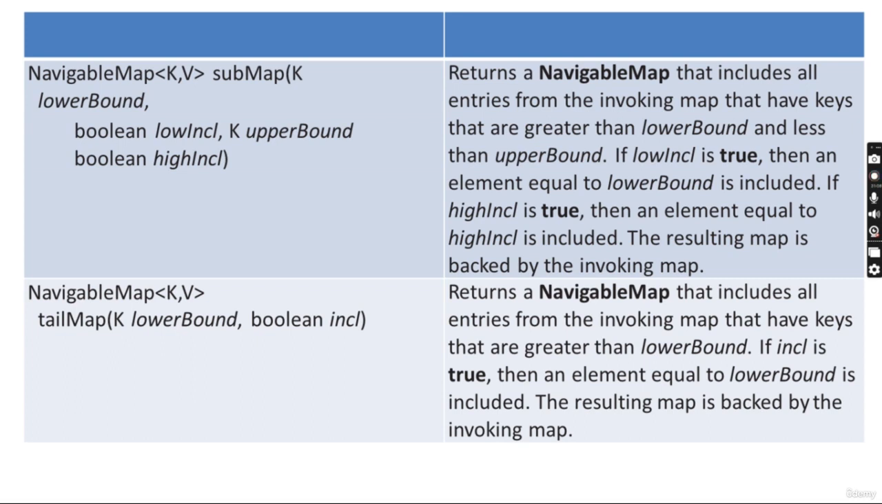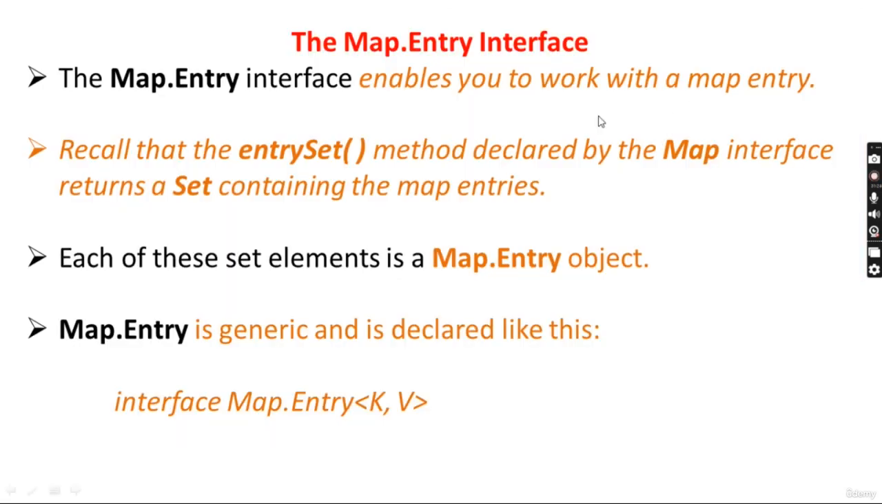NavigableMap<K,V> tailMap(K lowerBound, boolean inclusive) returns a navigable map that includes all entries from the invoking map that have keys that are greater than the lower bound. If inclusive is true, then an element equal to the lower bound is included. The resulting map is backed by the invoking map. Next is the Map.Entry interface. The Map.Entry interface enables you to work with a map entry.